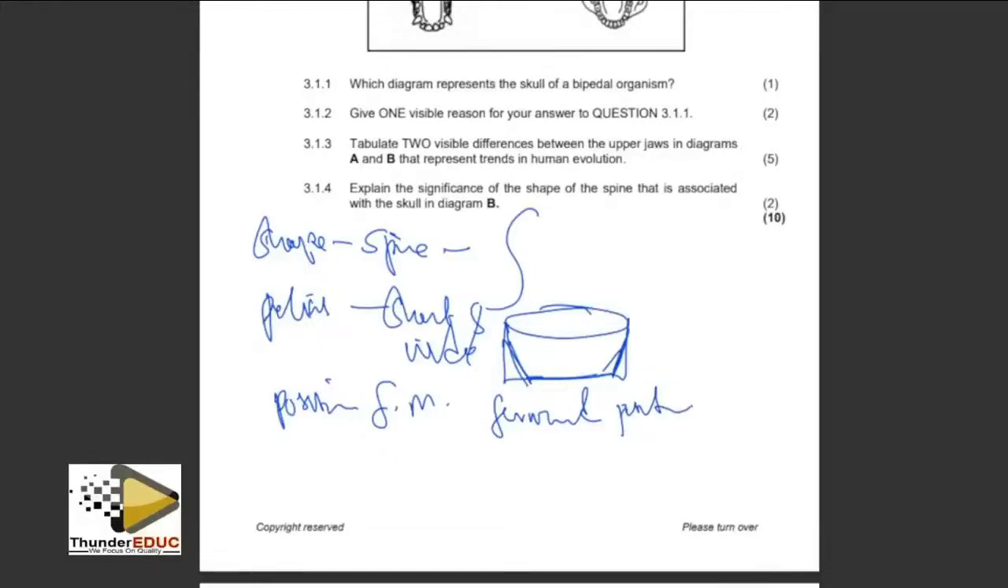We changed this. You don't just say that bipedalism is walking on two limbs. Which limbs? Hind limbs or forward limbs?